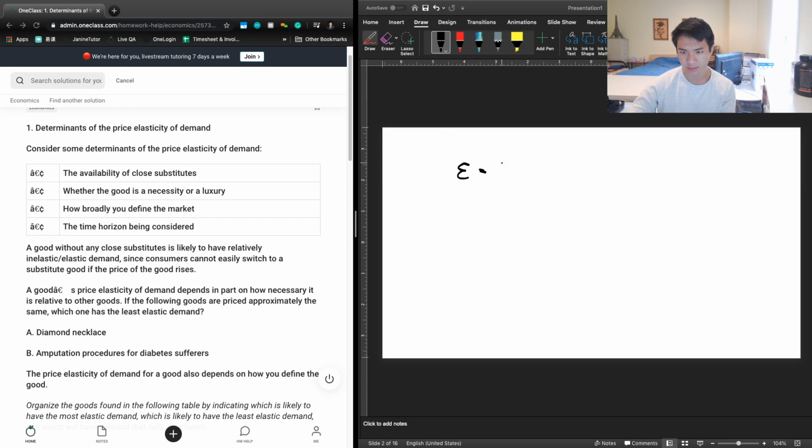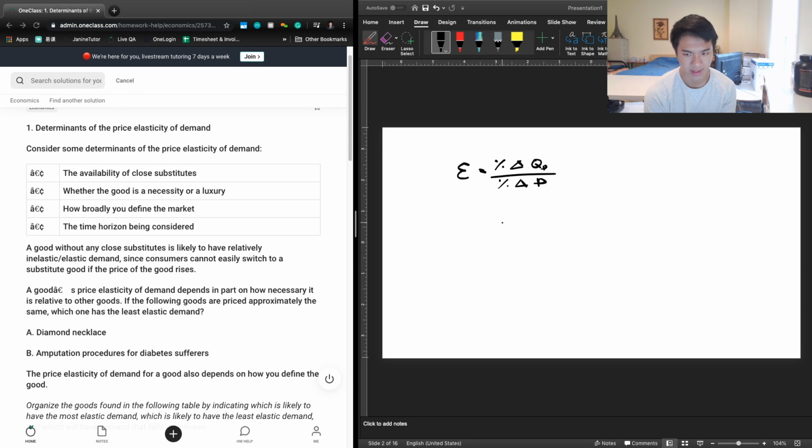Elasticity is equal to percentage change in quantity demanded divided by percentage change in price. And so if we change price by a little bit, how much can we expect quantity demanded to change? And so then the next question is, what are the metrics of what is considered elastic or inelastic? Essentially, anything with elasticity less than 1 is going to be considered inelastic. Anything with elasticity greater than 1 is going to be considered elastic.